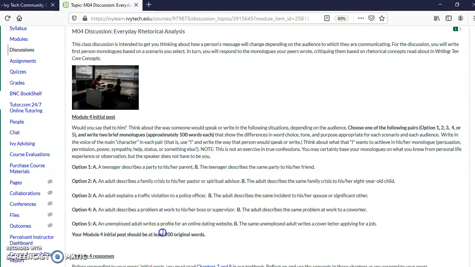Of course, your original post should be at least 200 words, and you're going to want to reply to at least 2 other students with about 100 words.